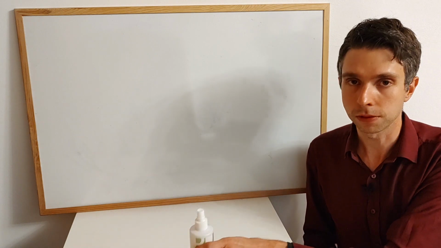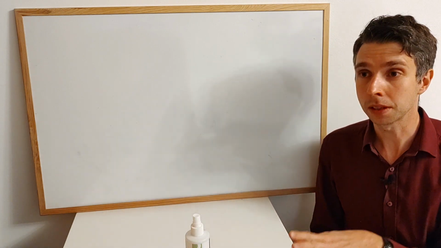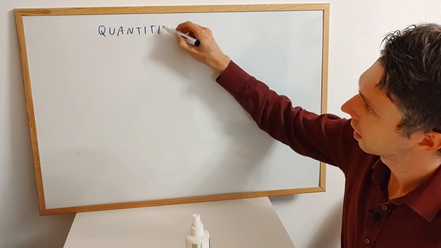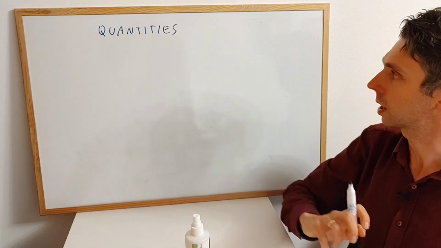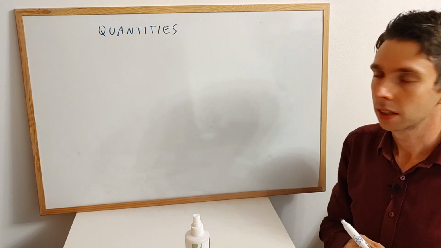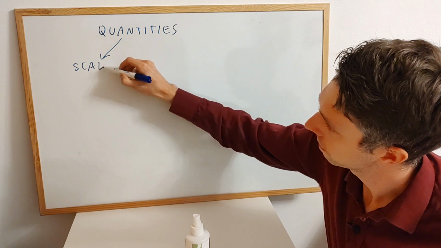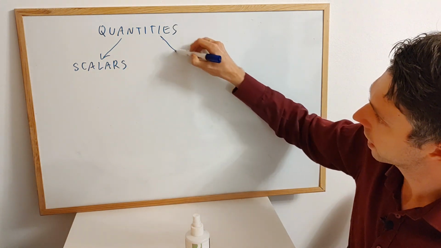Okay, so I discussed the mathematical operations on vectors, but now let's show some physical applications. So first of all, in principle, at this level, we can say that the physical quantities, I will show you examples of what quantities are in a minute, can be divided into scalars and vectors.